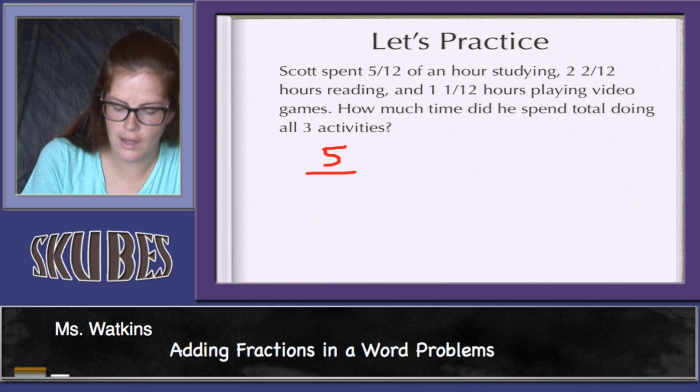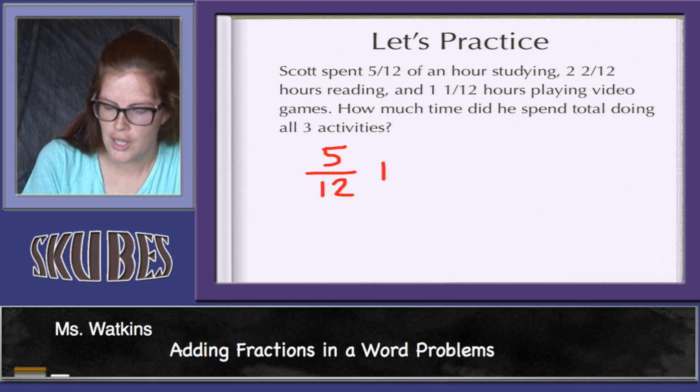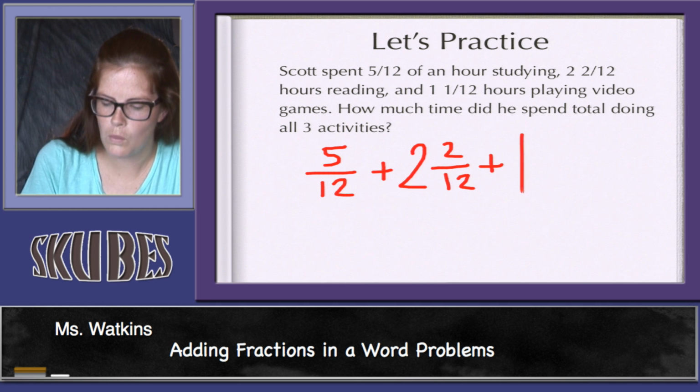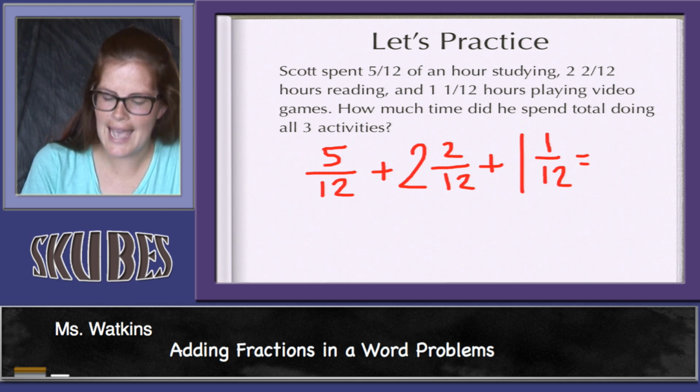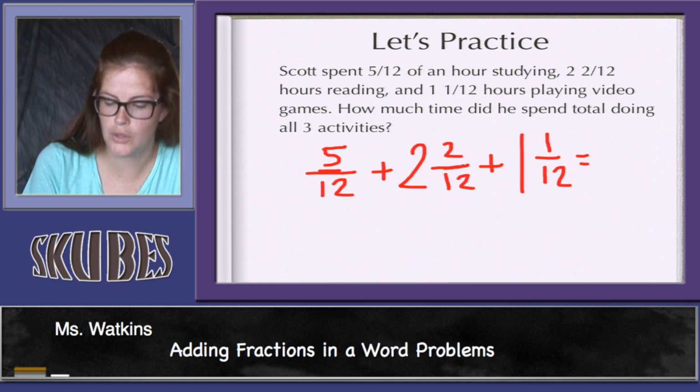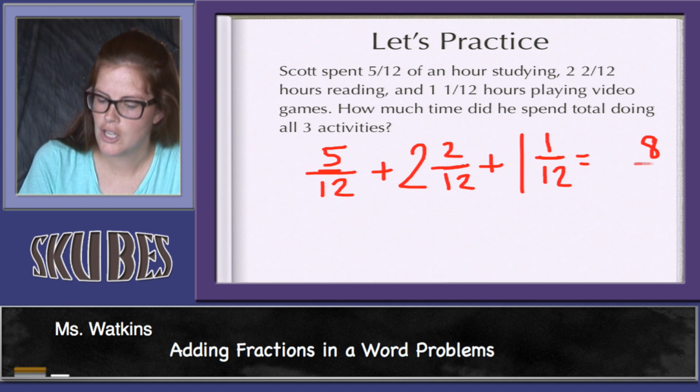We have 5/12 plus 2 2/12 plus 1 1/12. All right, let's add our numerators first. So 5 plus 2 equals 7, plus 1 equals 8. Our denominator stays the same.